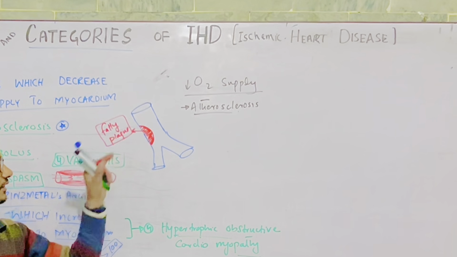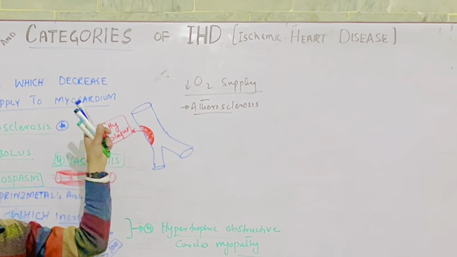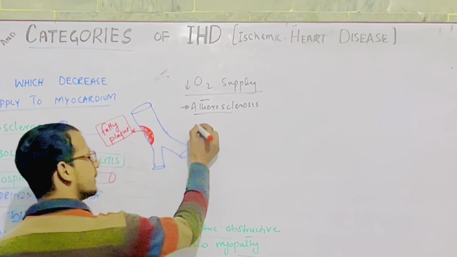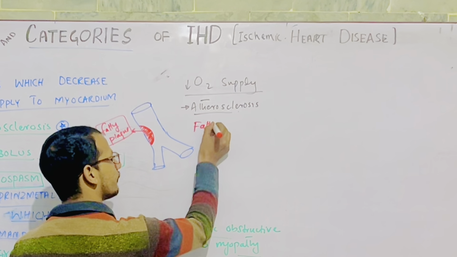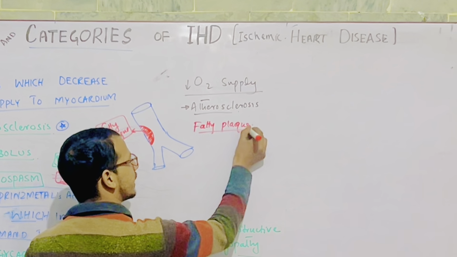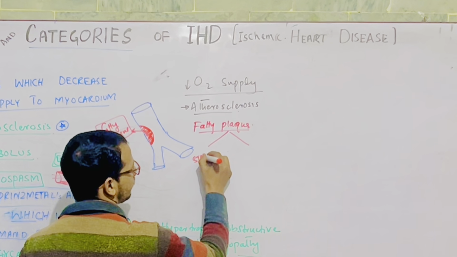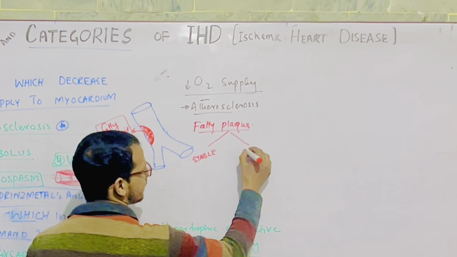There are two types of fatty plaque. We will discuss atherosclerosis in detail, but here for categories of IHD, it is important. Fatty plaques are of two types. The one is stable, and the second one is dynamic.